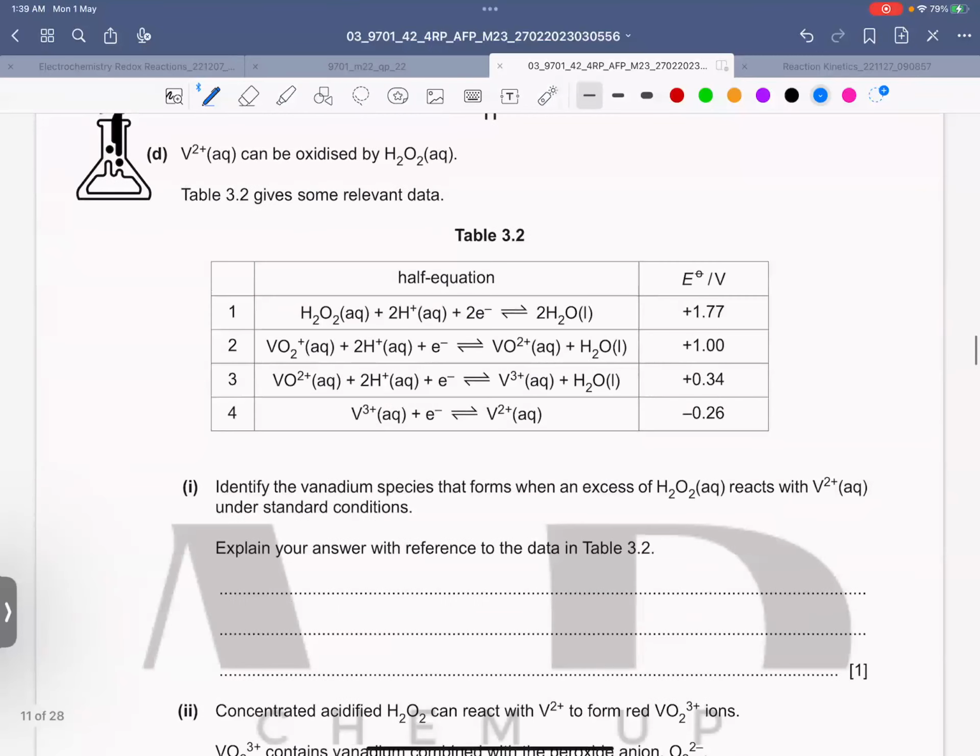Okay. Now, V2 positive can be oxidized by H2O2 aqueous. Identify the vanadium species that forms when an excess of H2O2 reacts with V2 positive under standard conditions. Explain your answer with reference to data in table 3.2. So which vanadium species would form when we use excess of H2O2?